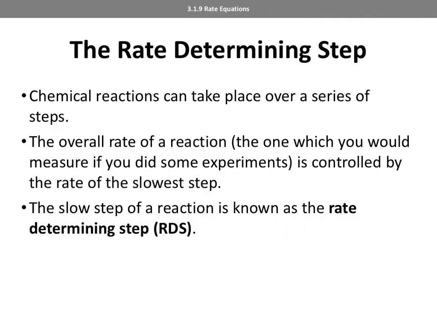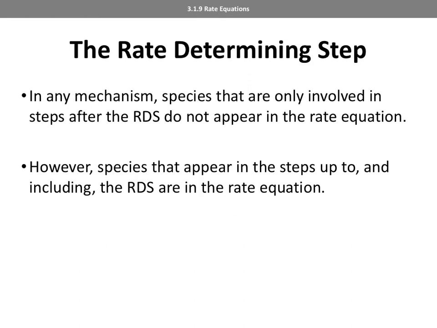Now I hope you've begun to appreciate from the organic mechanisms that you've done so far that chemical reactions can take place over a series of steps, and this can be true of inorganic reactions too. So the overall rate of a reaction, the one that you would measure if you did some experiments, is controlled or determined by the rate of the slowest step, and we call that slow step of the reaction the rate determining step. Now crucially, in any mechanism, species that are only involved in steps after the rate determining step do not appear in the rate equation. So what that means is that species that appear in the steps up to and including the rate determining step will feature in the rate equation.